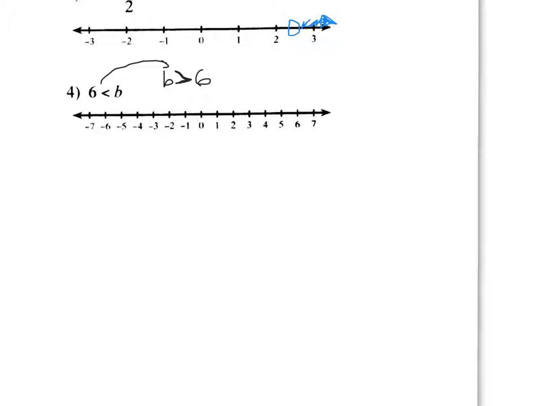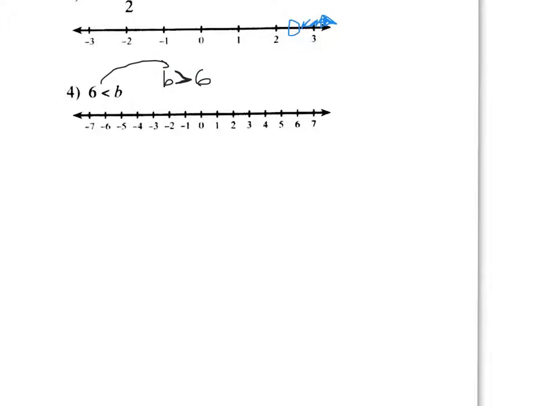Another way to remember this is the alligator mouth has to continue eating whatever it did before. So when we initially started, the alligator mouth was eating b, or Pac-Man or whatever you refer to it. When I rewrote it, it's the same way. The alligator mouth is still eating b. Now I can graph it.